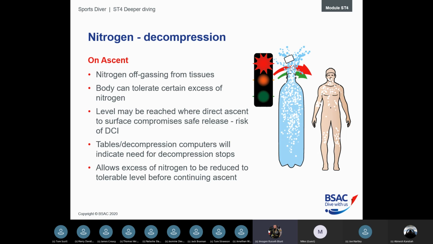If you've got a computer. Obviously if you're using tables, you plan that all out, you write it all down, you take it with you, and you check your depth gauge and you're like, right, I wrote down here that at 9 meters I need to do a 6-minute stop. So then you look and you're like, right, I'm at 9 meters, and then you start your little timer for 6 minutes.